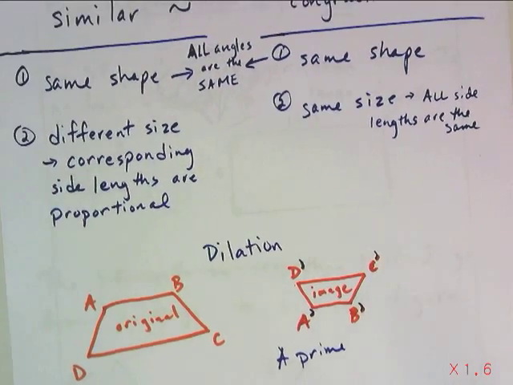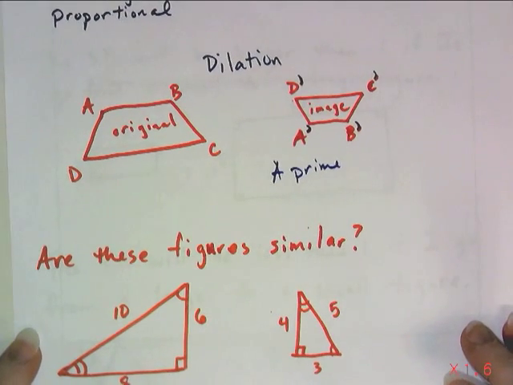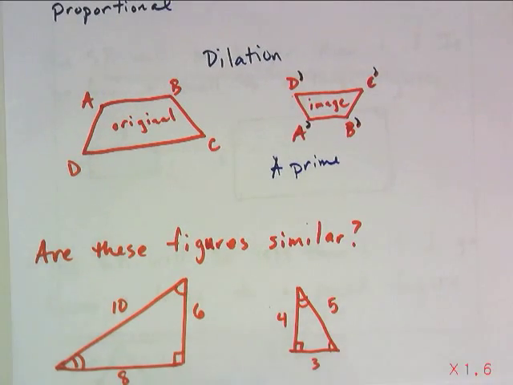Now, take a look at this pair of shapes at the bottom. Sorry, let's ignore that green. I've got two triangles. Notice again, they're not turned the same way, and I didn't label the vertices this time. We're going to have to pay attention to other clues to figure out if these are similar. Our definition of similar says that we have to have the same shape where all of the angles are the same, but different size, meaning that the corresponding side lengths are proportional.